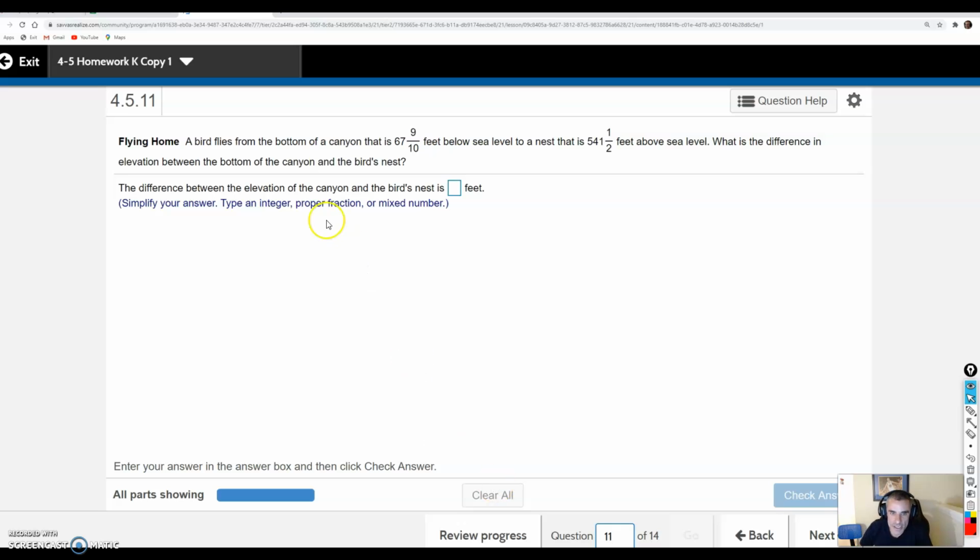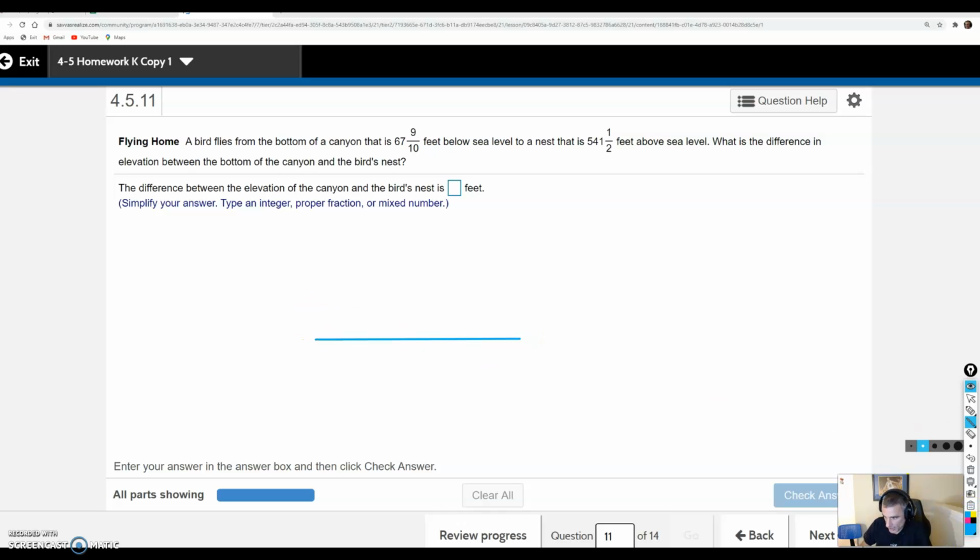All right, this one says a bird flies from the bottom of a canyon that is 67 9/10 feet below sea level to a nest that is 541.5 feet above sea level. So what is the difference in elevation from the bottom of the canyon to the bird's nest? So I know this question sounds different, but it's essentially the same thing.